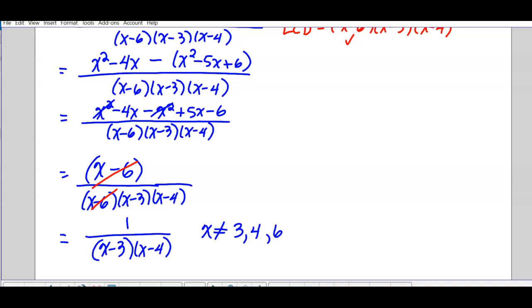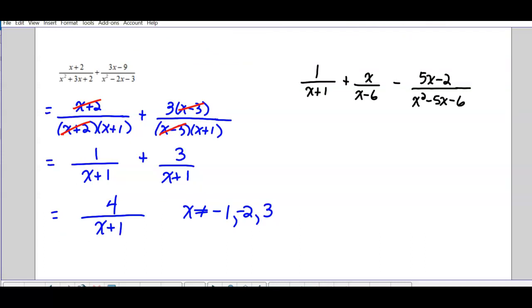So that's the last one on your page, right? So if you have some space, if you don't, get out your own paper. We're going to do one more. Nothing to factor in the first two rational expressions, but there is in the third one. So factor that.